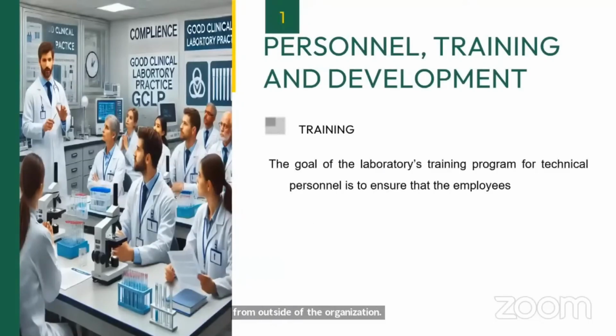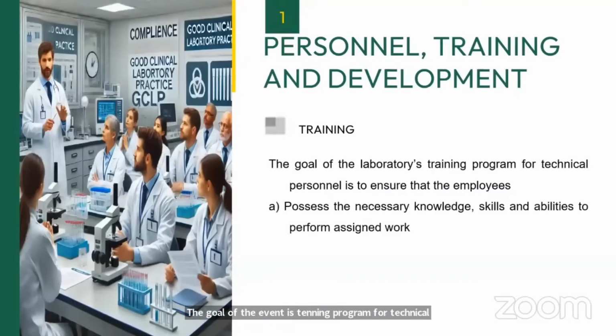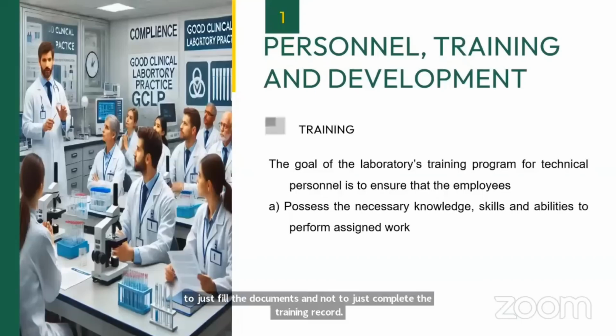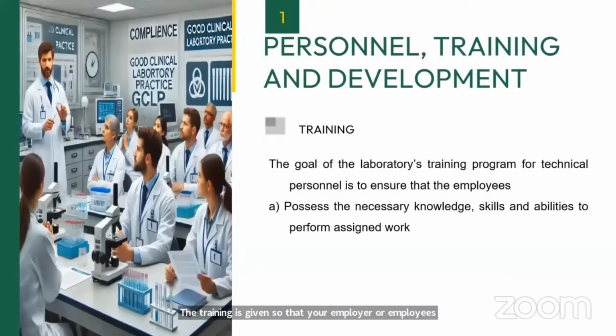The goal of the laboratory training program for technical personnel is to ensure that the employees possess the necessary knowledge, skills, and abilities to perform assigned work. So your main goal of the training is not just to fill in the documents and complete the training record. The training is given so that your employees should possess the necessary knowledge. What skills and what knowledge are required to perform a specific activity in the laboratory? They should have that knowledge. They should have the necessary skills. They should be able to work independently. That is why we are conducting the training program.